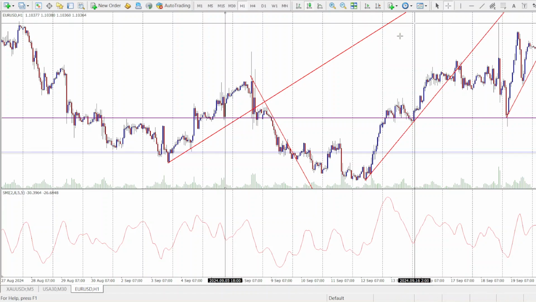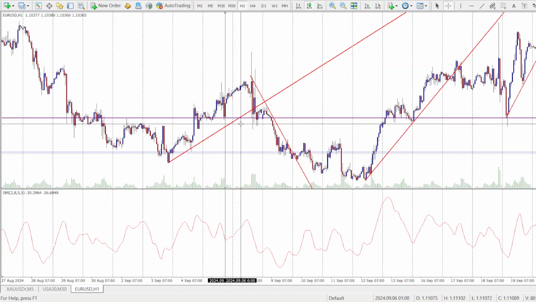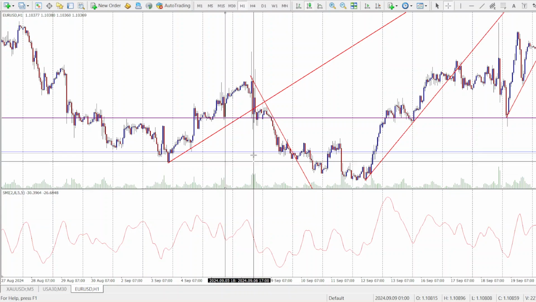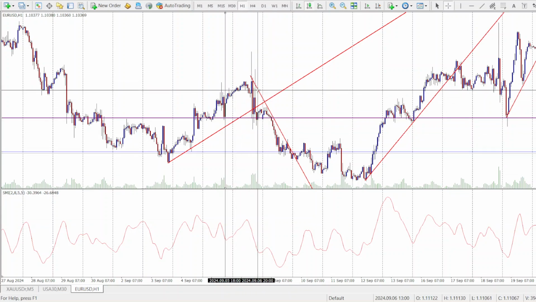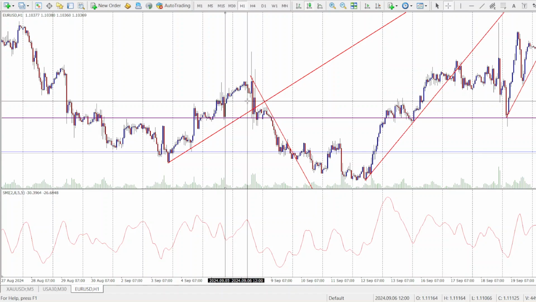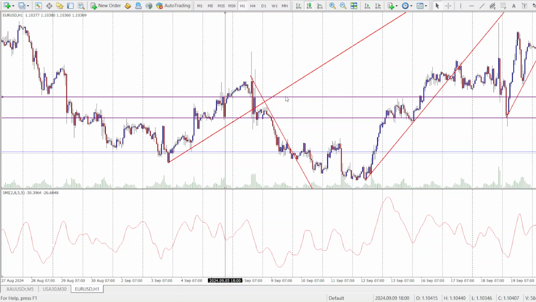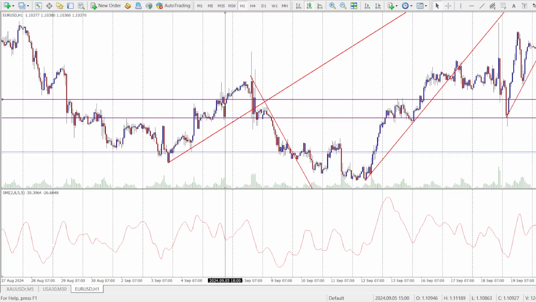So we can set our stop loss just somewhere around here, and then our take profit could have been at the next resistance, which would have been somewhere around here, because we can see that there is a resistance zone here. It's a result of rejections. There is a resistance zone here.